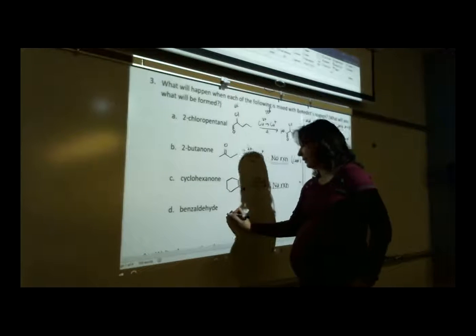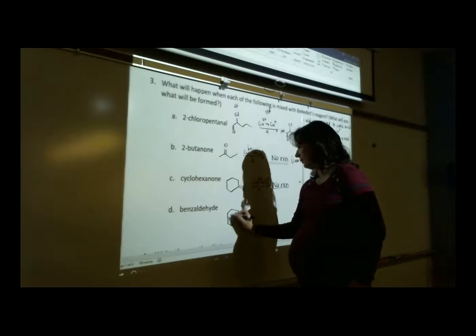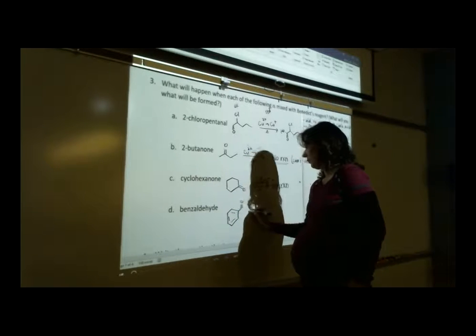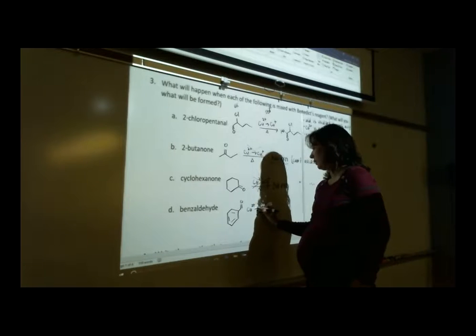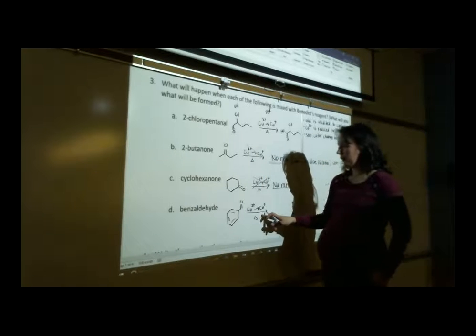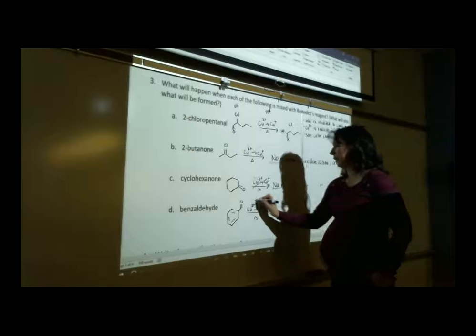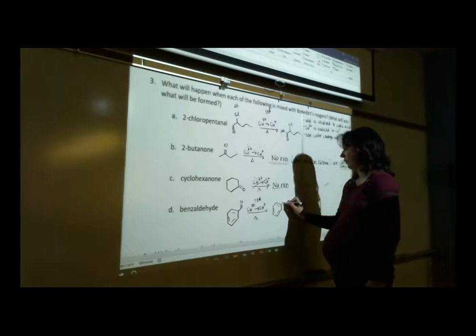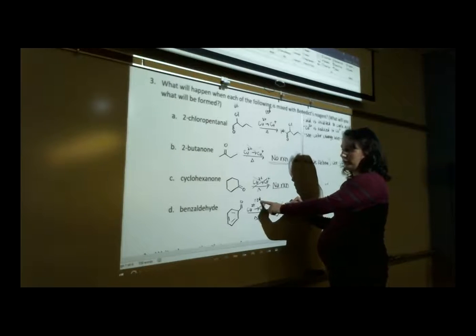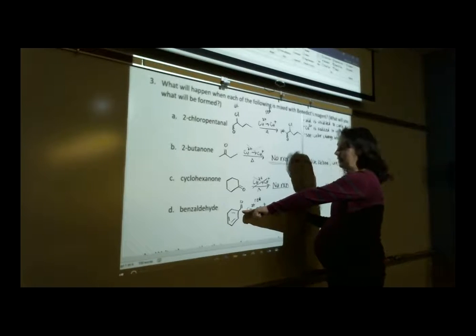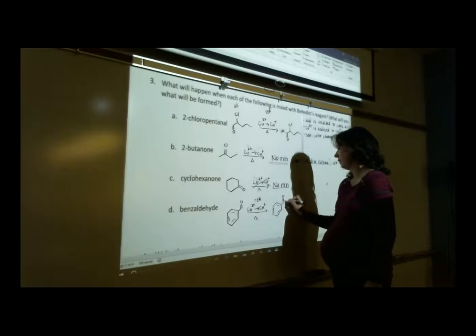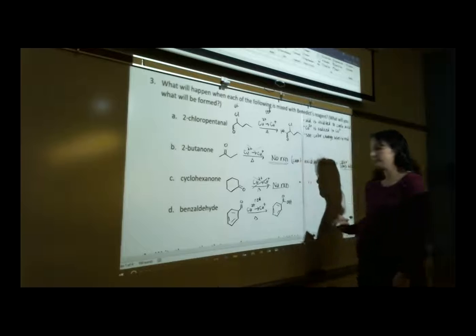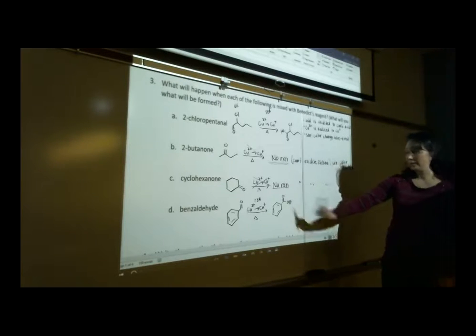And then benzaldehyde, that's a benzene ring. We add copper 2 to this. We heat it. Will this reaction occur? Yes, because this is the reduction. What's the oxidation going to look like? Not an alcohol. The reduction is going on here. It would be an oxidation. When you oxidize an aldehyde, what do you get? You get a carboxylic acid. So you get benzoic acid.